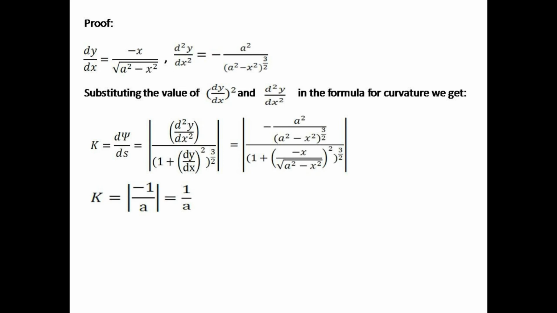Now we plug the values of these two quantities in the formula for curvature, and after simplification we get k is equal to 1 over a, which means that the curvature at any point on this circle is nothing but the reciprocal of the radius of the circle, and hence we have proved that property.